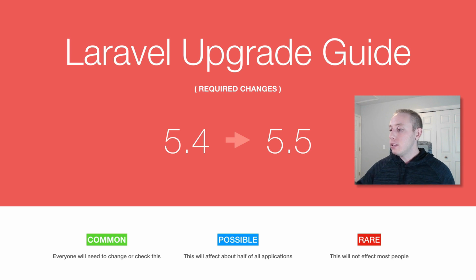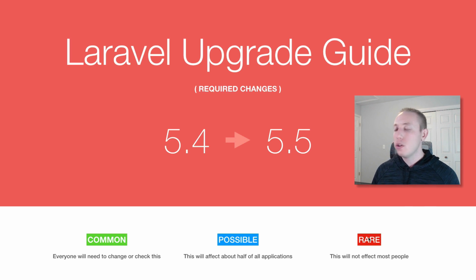Okay, throughout this, we're going to basically mark every change as either common, possible, or rare. You can see that here. So if an item is common, this is something that basically every single one of you guys is going to have to do no matter what. If it's possible, this means most of you guys will probably have to do this. It's a common enough element that I want to spend some time talking about it.